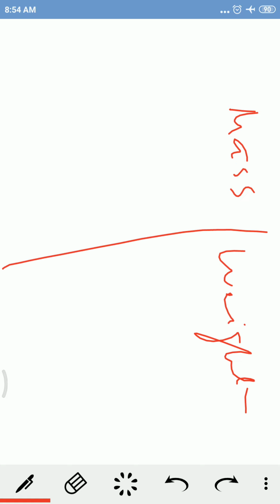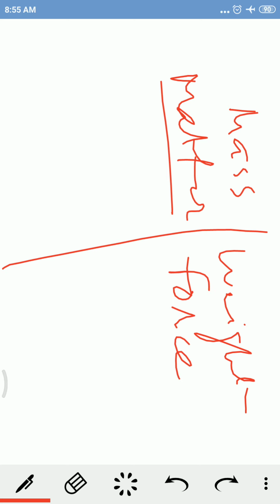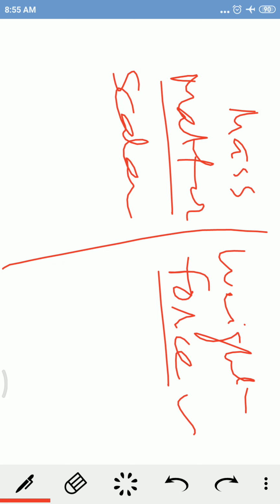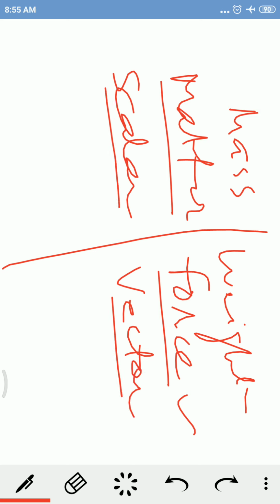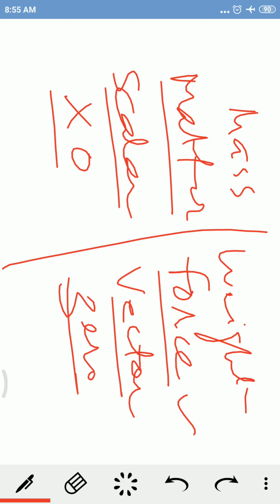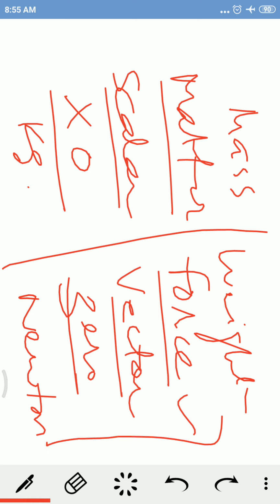Now what are the differences between mass and weight? It is a very important question. The first point is that mass is the amount of matter contained in an object, and weight is the force by which it is attracted towards the earth. Mass is a scalar quantity and weight is a vector quantity. Mass cannot be 0, but weight can be 0. The SI unit of mass is kilogram and the SI unit of weight is Newton. So these are some important differences.